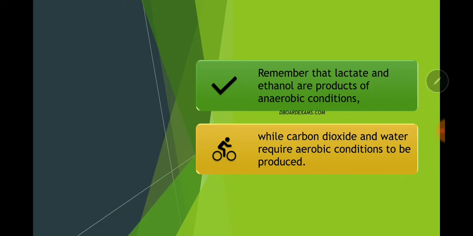All right, so some of the points you have to remember. Remember that lactate and ethanol are products of anaerobic condition. Okay, in the absence of oxygen, you form ethanol and lactate.